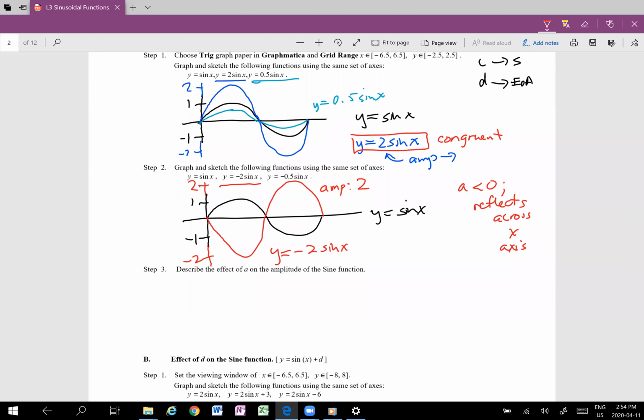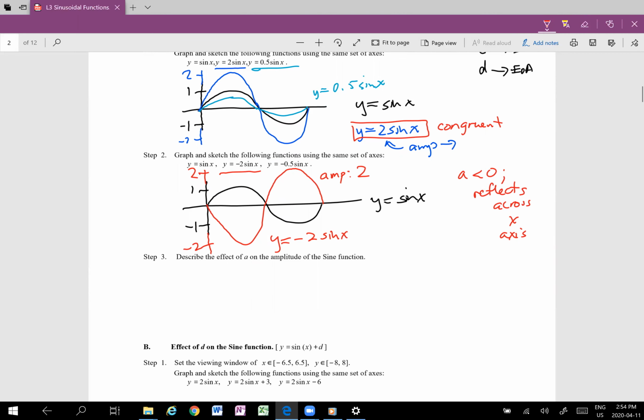Describe the effect of a on the amplitude of the sine function. Well, the vertical stretch, or the a value, is the same thing as the absolute value of the amplitude. That's the answer for step 3.